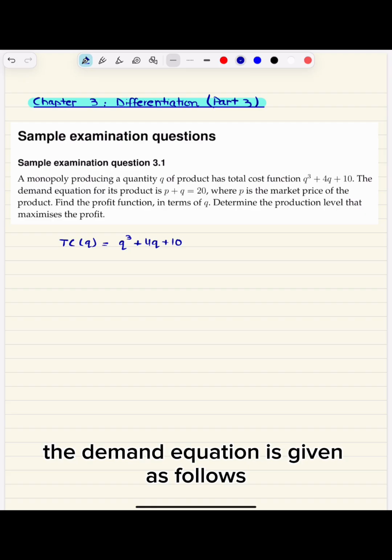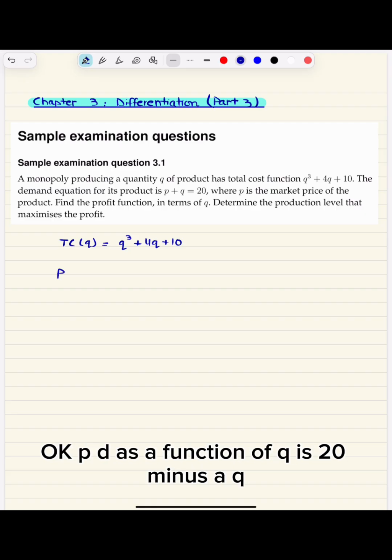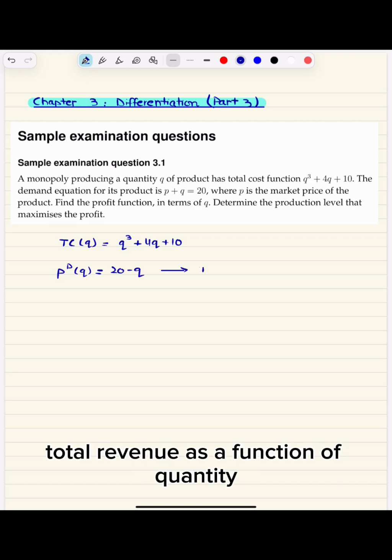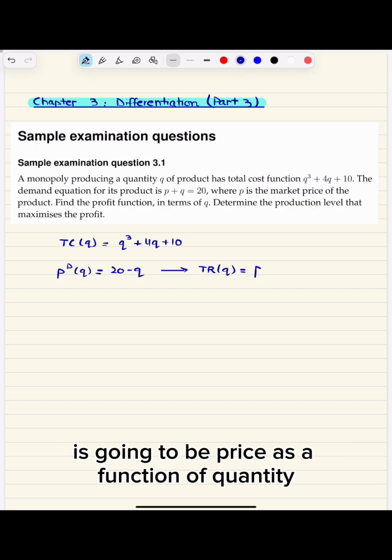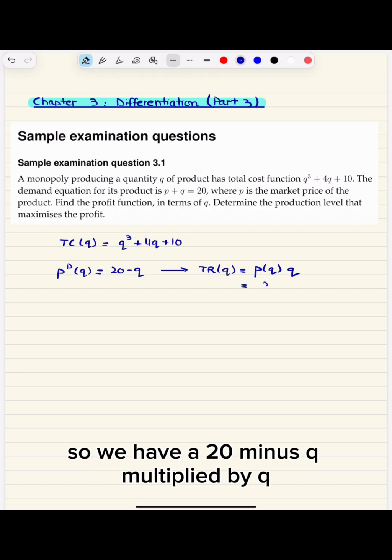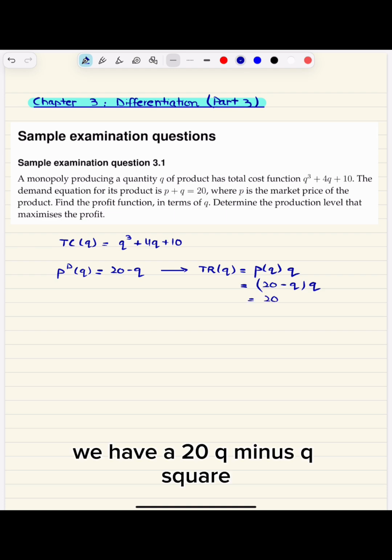The demand equation is given as follows. P_D as a function of Q is 20 minus Q. So therefore, total revenue as a function of quantity is going to be price as a function of quantity multiplied by quantity. So we have 20 minus Q multiplied by Q. We have 20Q minus Q squared.